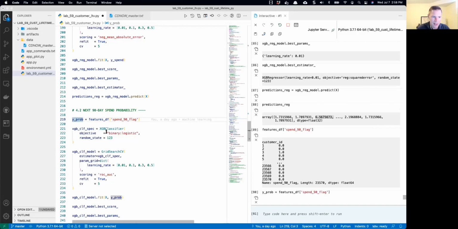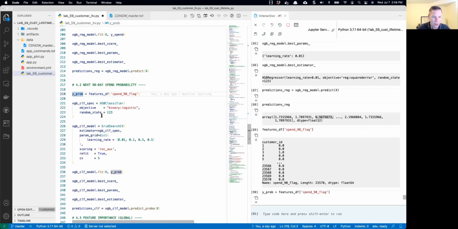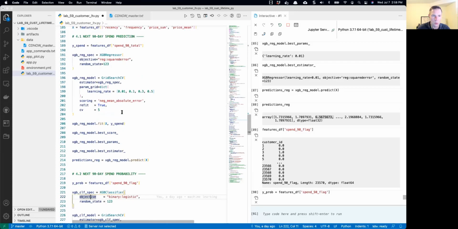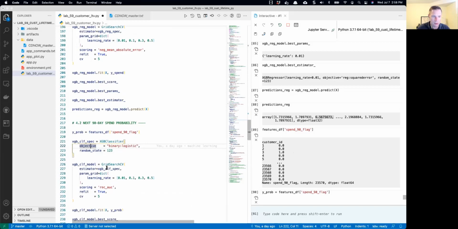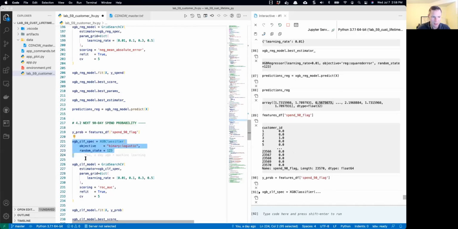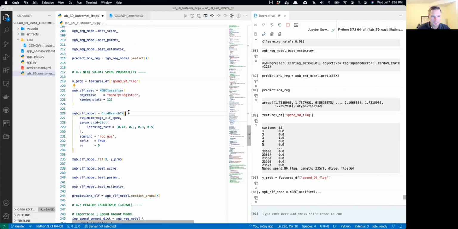And we're going to save that as yprob. We're then going to create our XGBoost, and instead of regressor, it's now a classifier, and our objective is different now. So before we had regression squared error, now it is binary logistic because it's a binary problem, and we're doing logistic regression. Random state 1, 2, 3. So this is the classification spec for the classifier.